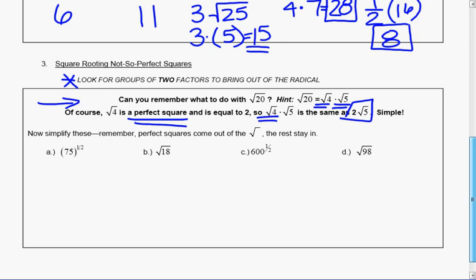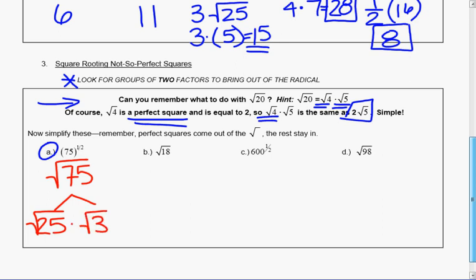And remember, you want to find the perfect square to come out of the square root, and the rest stays under the square root. So in our first example, A, we have 75 to the 1/2 power. Remember what we learned in section 1, that to the 1/2 power is the same as writing the square root of 75. Now, of course, this is not a perfect square, so we need to think of a number that is a perfect square that goes into 75. The one that I could think of is the square root of 25 times the square root of 3. Now also, when you remultiply these back together, the square root of 25 and the square root of 3, you should get the square root of 75.